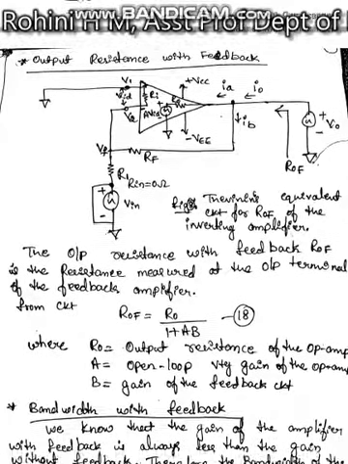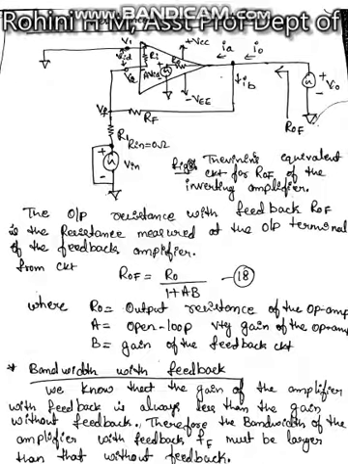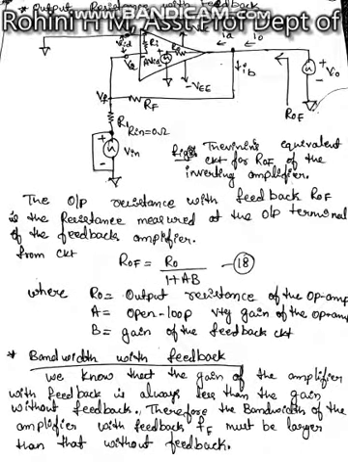So next we will speak about output resistance with feedback. This is the circuit diagram in order to find the output resistance with feedback. This is a Thevenin's equivalent circuit, that is ROF of the inverting amplifier. The output resistance with feedback ROF can be found as R0 divided by 1 plus A beta.